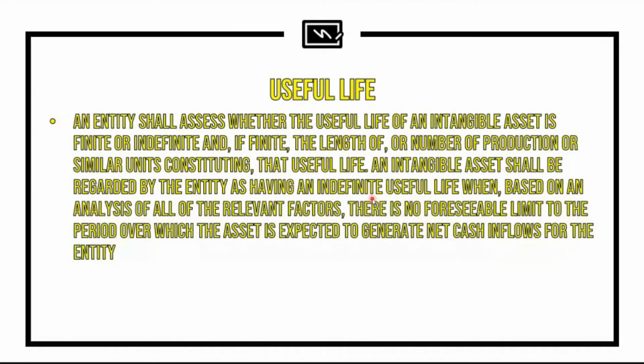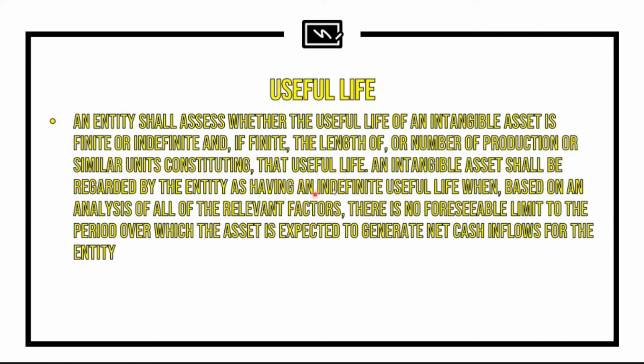Now, let us proceed with useful life. So, useful life is very important because this is what delineates an intangible asset with definite useful life and an intangible asset with indefinite useful life. So, of course, we know that an entity needs to be able to assess whether the useful life of an intangible asset is finite or indefinite. Okay? So if finite, of course, at least we already know the number of years or the productive capacity of a particular intangible asset, then we are going to amortize it.